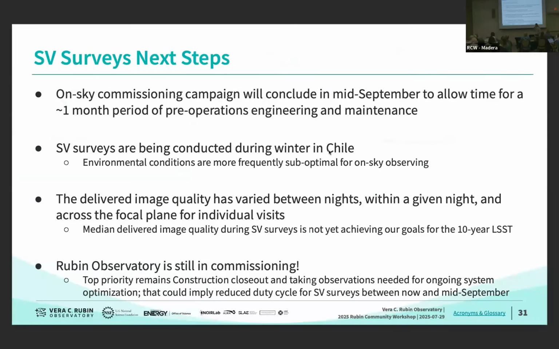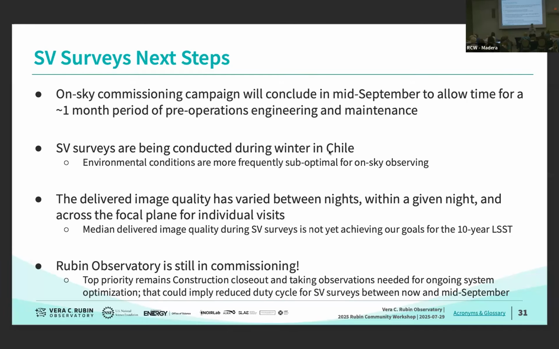So the next steps in commissioning. The on-sky commissioning campaign will conclude in mid-September, and this will allow us a period of 1 month for pre-operations engineering and maintenance. That was indicated also in the timeline slide that I showed at the beginning. Our SV surveys are being conducted during winter in Chile, where the environmental conditions are not as optimal for on-sky observing. Our delivered image quality varies between nights, within a given night, and across the focal plane for individual visits. The median delivered image quality that we're getting during these SV surveys is not yet reaching our goals for the 10-year LSST survey.